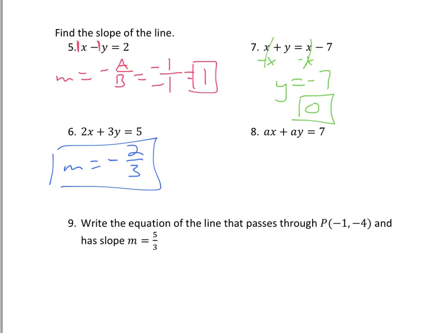Last one, standard form again. However, got a sneaky a in there. Okay, so my a, we'll get negative a over a, right? Well, a over a is just 1, so the answer is just negative 1. Looks tricky because of the extra variables. It's not so bad.